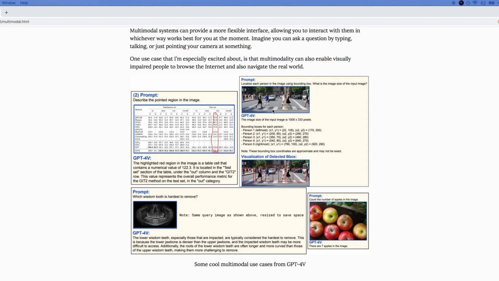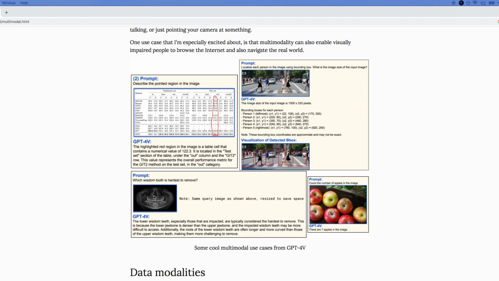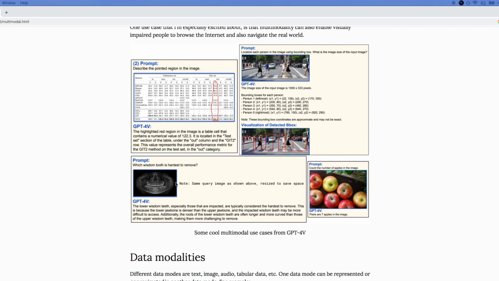What's really cool is when you can talk to AI in image, then there's something that you cannot convey with words, right? For example, how appetizing are these apples? How do you even communicate that through image, right? This is also the other example of healthcare when you show which wisdom tooth is hardest to remove, right? It's really hard to describe, but the picture says a thousand words.